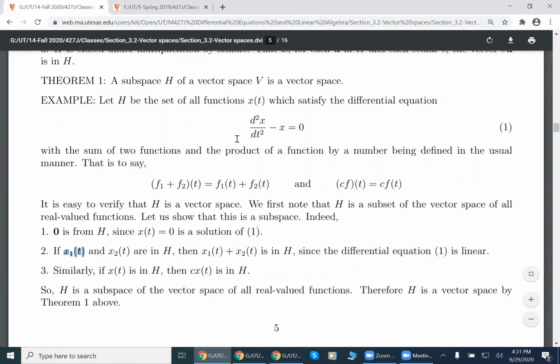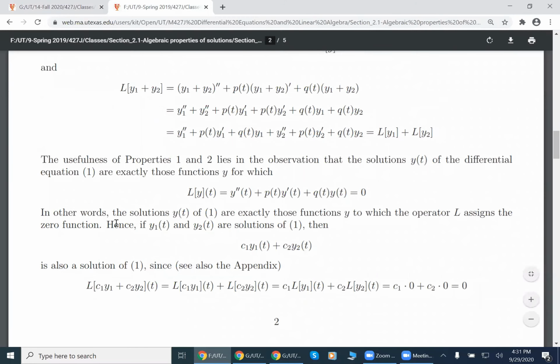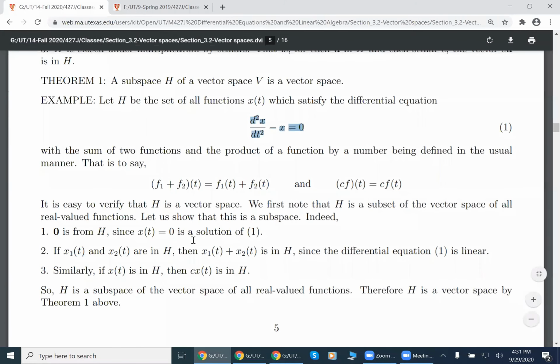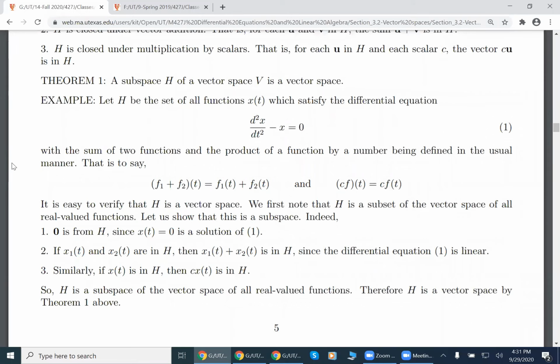If x1 is a solution of this and x2 is a solution of this, according to what is written here, x1 plus x2 is a solution of this. Did I answer your question? Oh, yeah, okay. I didn't know that it was referring to the solutions. Okay, that makes sense. Thank you.